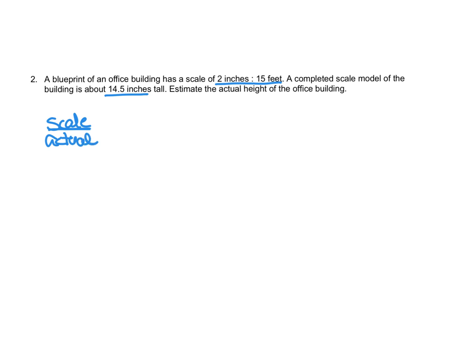So let's go ahead and take a look. We have 2 inches for every 15 feet. So on our drawing, we've got the 2 inches, but in actual distance, it's 15 feet. And now if I had a scale model of the building and it's 14.5 inches tall, so that's the scale, we need to know then how tall the actual building is.